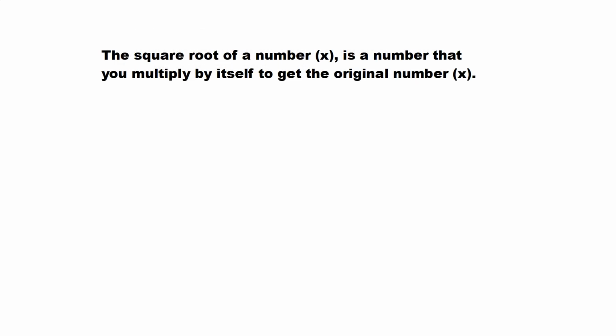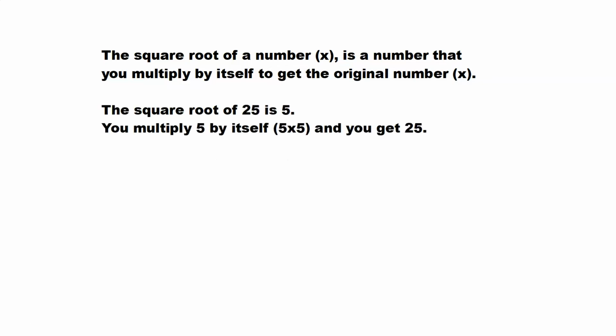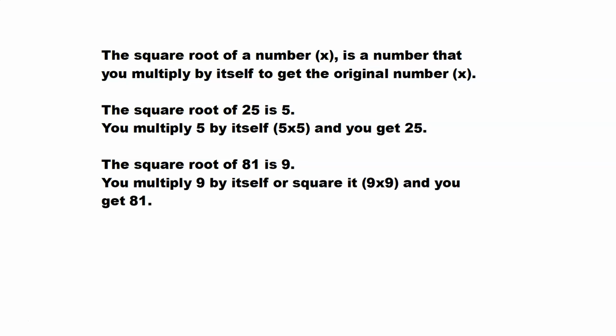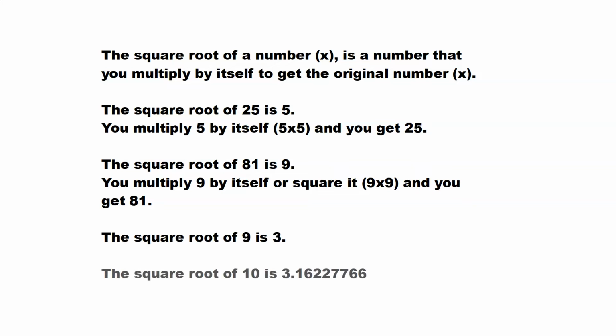The square root of a number, x, is a number that you multiply by itself to get the original number x. The square root of 25 is 5, because you multiply 5 by itself, so 5 times 5, and you get 25. The square root of 81 is 9. You multiply 9 by itself, or square it, 9 times 9, and you get 81. Of course, the square root of 9 is 3, but the square root of 10 is 3.16227766, and so on.